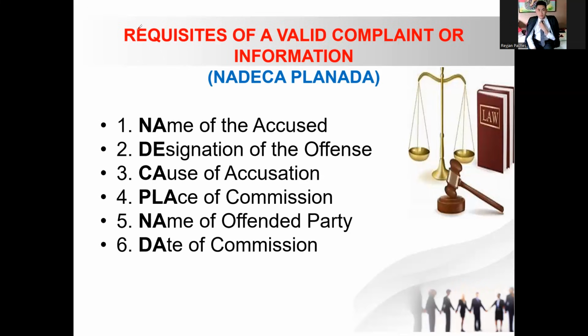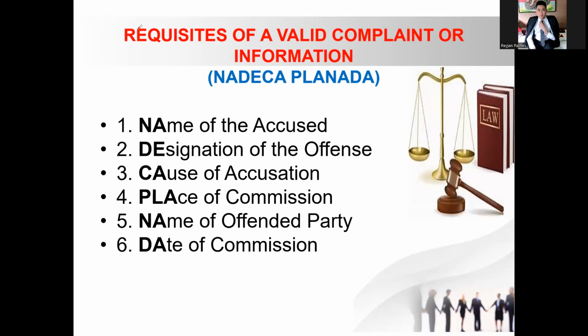So again, meron tayong requisites of a valid complaint or information kung saan matitest natin o malalaman natin ang laman ng complaint or information is valid or yung tinatawag natin na complete. Kompleto nga ba yung laman ng complaint or information? So halimbawa, meron tayong sinusunod dyan na acronym or mnemonics. Of course, ang mnemonics natin dyan is NADICA PLADA.